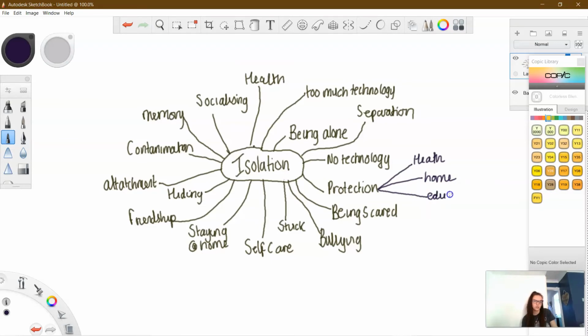We could protect our health, we could protect our home, we could protect our education, we could protect our cars, our property. So I'm then thinking, well, actually in protection, there's lots of different areas that I could look at to design something, even things like maybe protecting our food from going off or contamination.